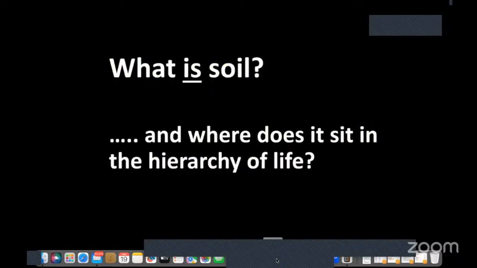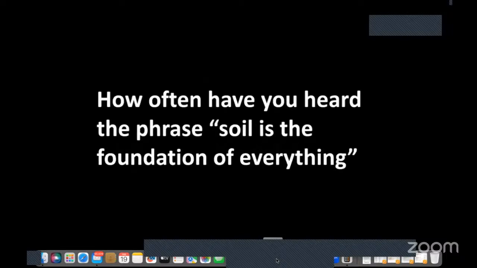So what is soil, and where does it sit in the hierarchy of life? Well, how often have you heard the phrase, the soil is the foundation of everything? It's probably said quite often at these kinds of conferences. Certainly if you go to a soil science symposium, just about everybody will be getting up and saying soil is the foundation of everything. I used to say it myself. It's one of my favourite sayings.